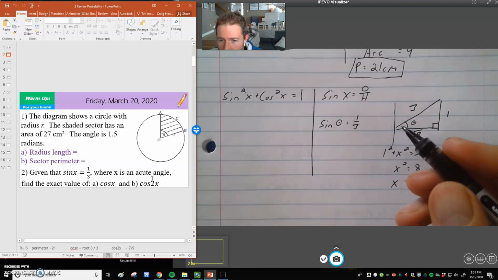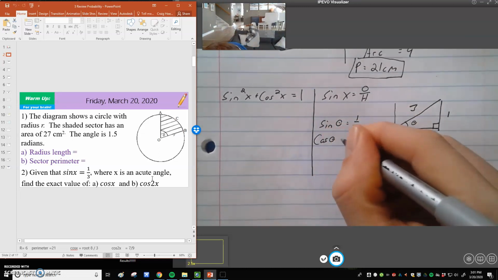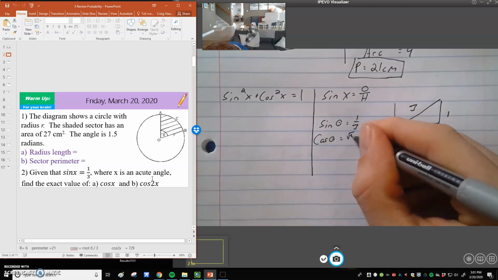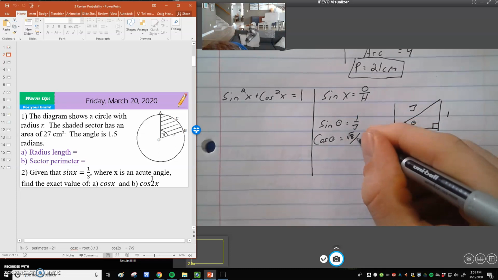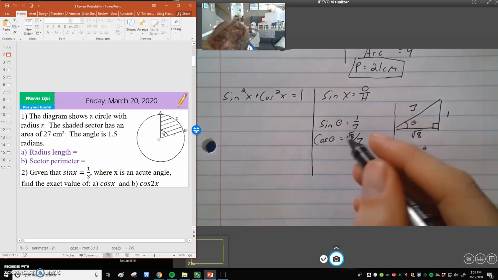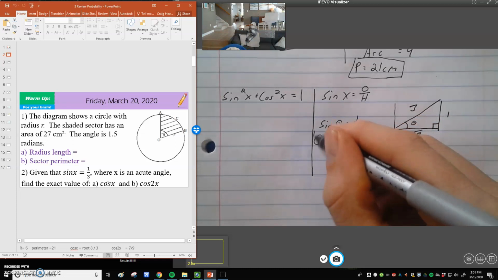Okay, now what we're looking for is cosine. Remember, cosine is adjacent over hypotenuse. So if I'm looking at my triangle, I can say cosine theta is the adjacent, square root of 8, over the hypotenuse, 3. Okay, that's the first question. The first question is asking, what is cosine x? Cosine of our angle is the square root of 8 over 3. There's that one.